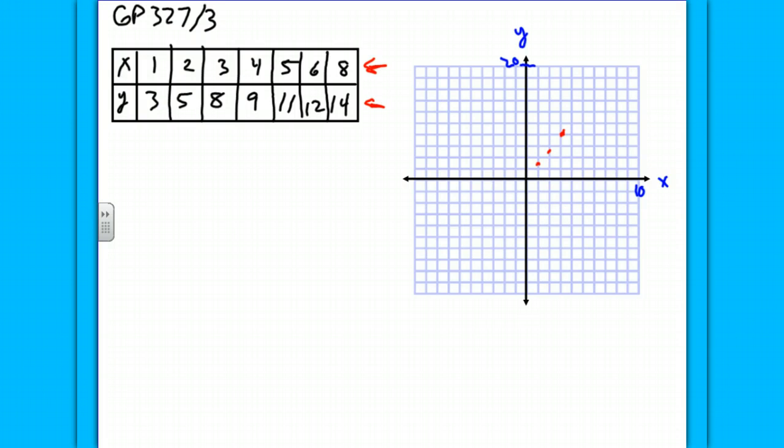Oh. And where am I at? Walk 5, fly 9. Then 6, 2, 4, 6, 8, 10, 12. And 8, 2, 4, 6, 8, 10, 12, 14.